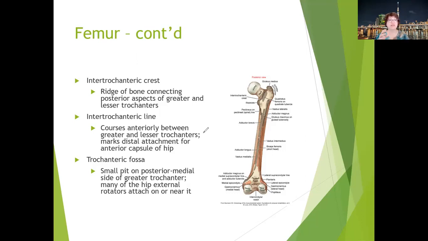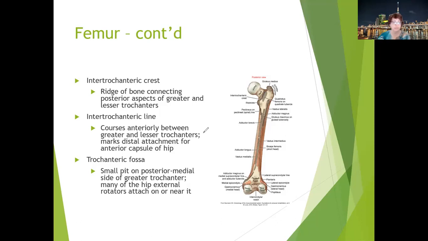The intertrochanteric, or the trochanteric fossa, is a small pit on the posterior medial greater trochanter, and a lot of the hip external rotators attach on it or near it. So a little pit to attach those muscles to.